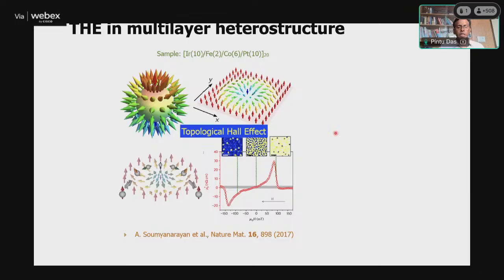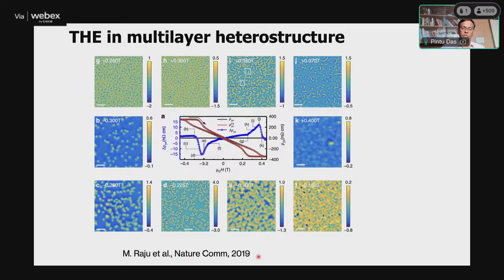Several years later, when room temperature skyrmions were discovered in the multilayer thin films, which typically have Néel skyrmions, as I have discussed in my first lecture, this group from Singapore actually measured this topological Hall effect in this kind of skyrmions. So what you see here is the topological Hall effect as a function of magnetic field. And what they see is a peak on one side of the field and a dip on the other side of the field.